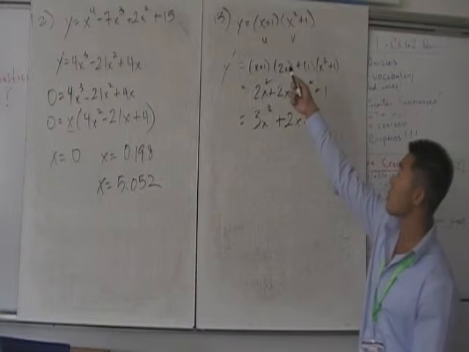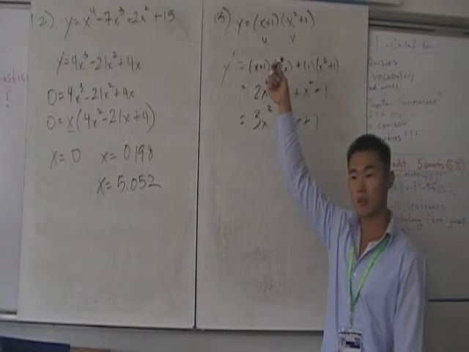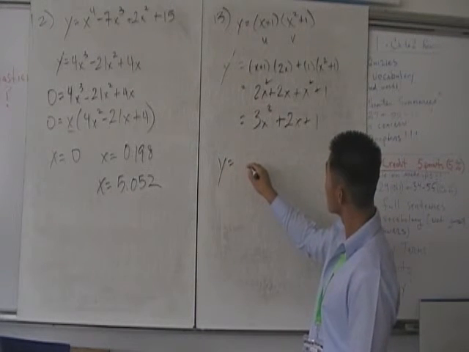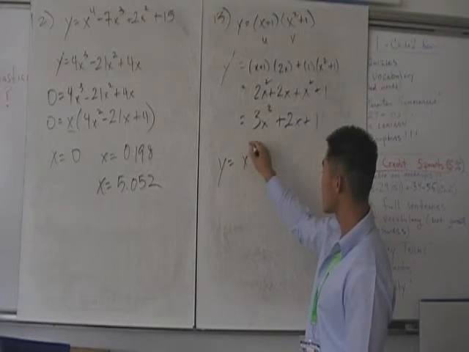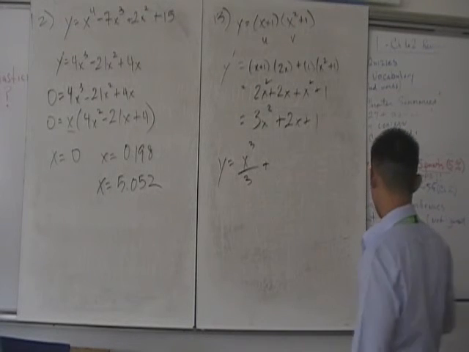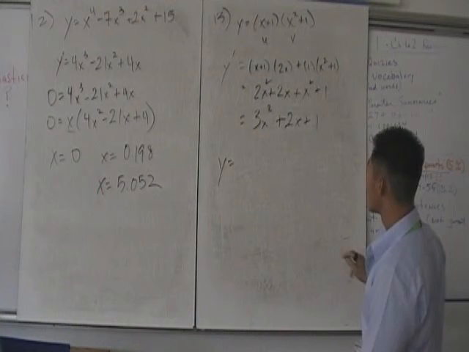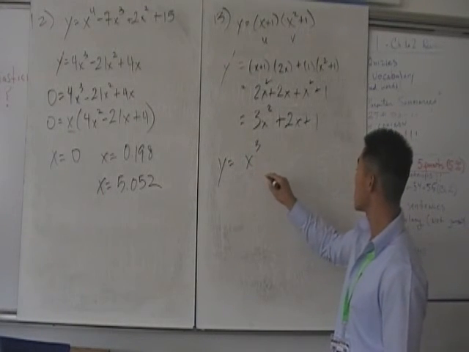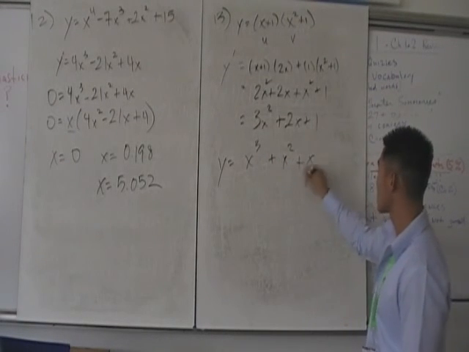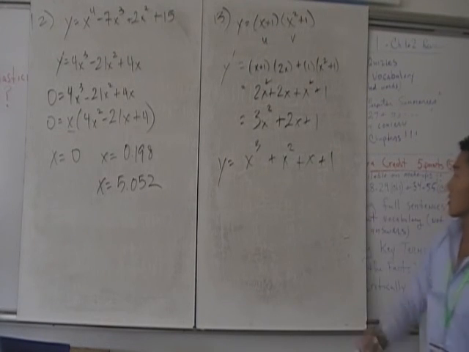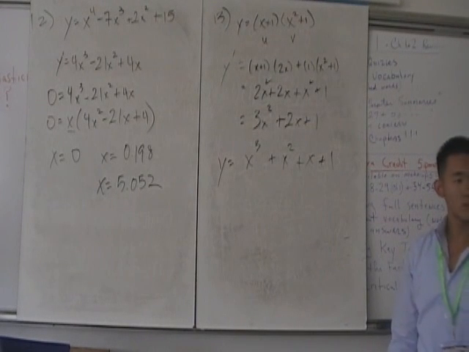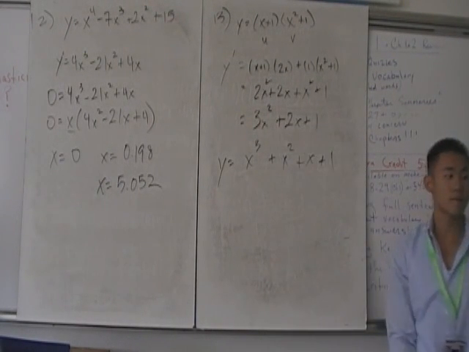If you multiply that out first, if you FOIL that, you'll get some long expression. So if you FOIL that, you should get y equals x cubed plus x squared plus x plus 1. Okay, so if you were to FOIL that, you get this. And then you take the derivative, you get the same thing.